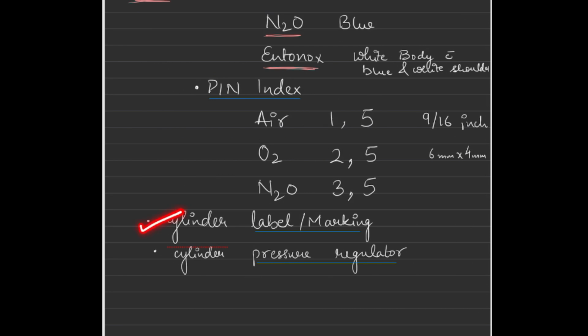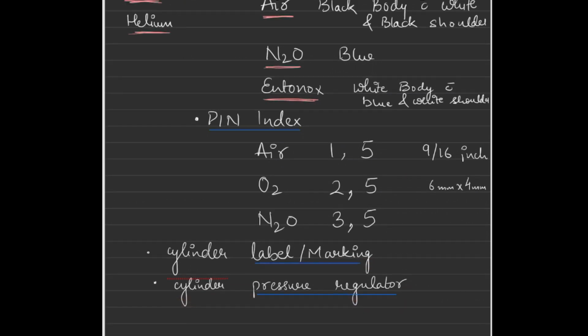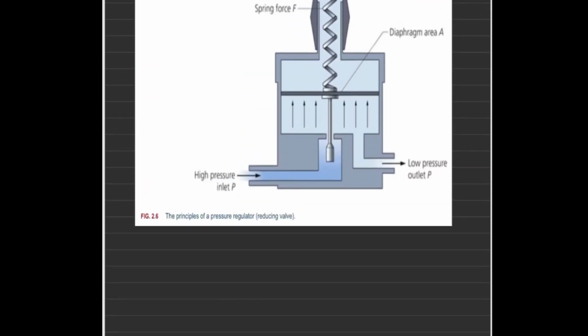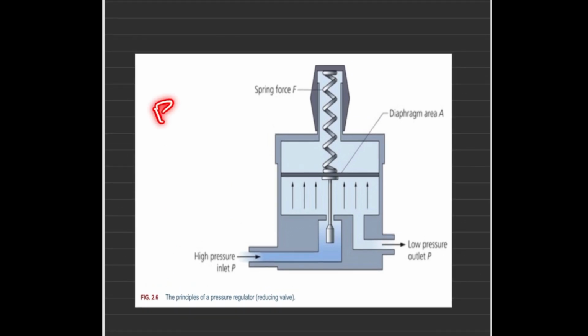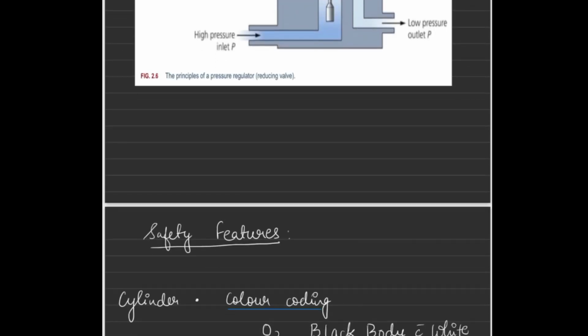Then other safety features include labeling of the cylinder, there are markings imprinted on the cylinder: date of expiry, date of filling, pressure. And we have the cylinder pressure regulator, which works on the same principle as we have discussed here, with pressure equal to force upon area, force keeping constant.